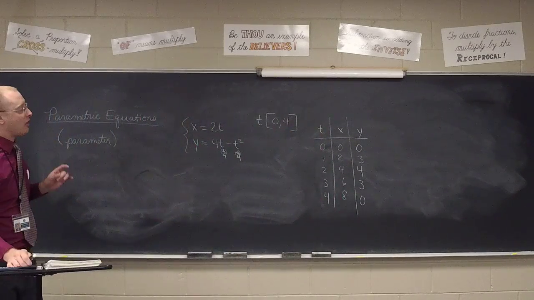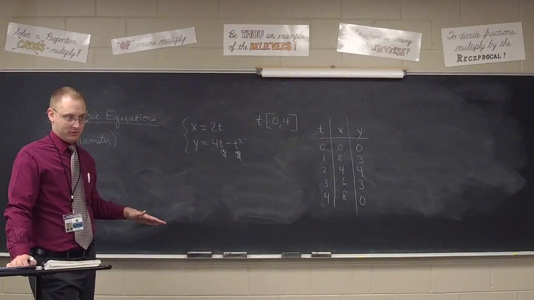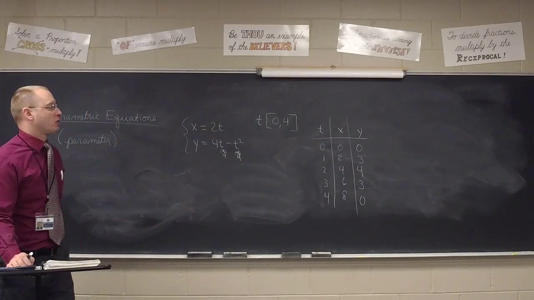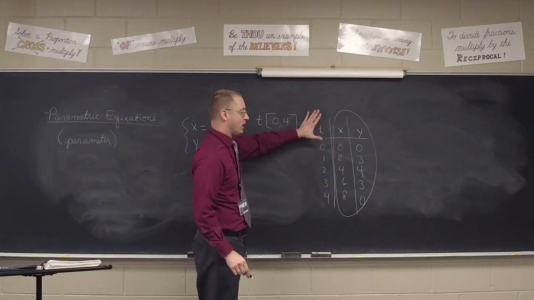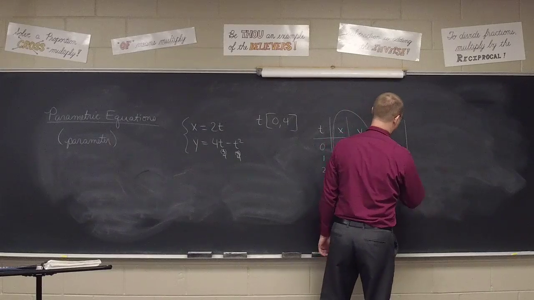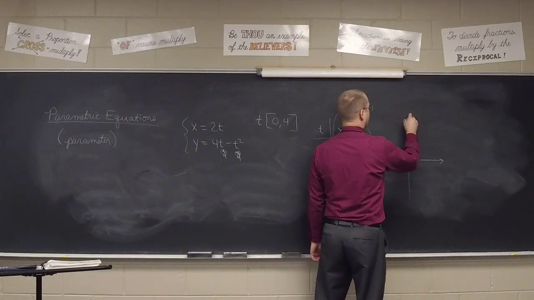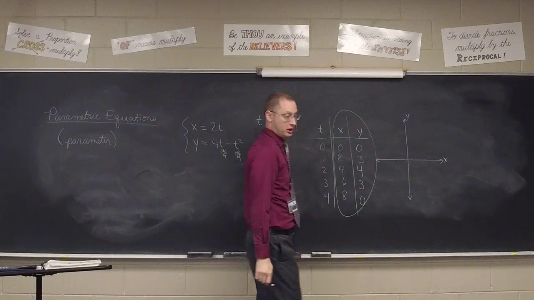Now here's the key. The parameter is a limiter. That's all it's there for. It doesn't get graphed, right? So step number 4 is graph only the xy coordinates. The parameter has done its job. So graph only the xy coordinates. You do not graph the parameter.